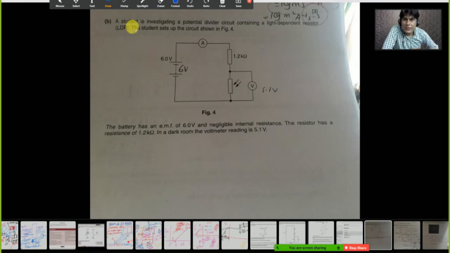Okay. A student is investigating a potential divider circuit containing a light dependent resistor, LDR. The student set up the circuit as shown in the figure. Ammeter, voltmeter. Okay, this is a light dependent resistor. The battery has an EMF of 6 volt and negligible internal resistance. It means the battery is ideal. The resistor has a resistance of 1.2 kilo ohm. In a dark room, the voltmeter reading is 5.1 volt. What is the question?